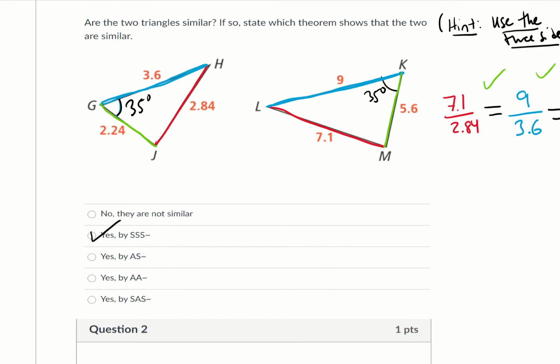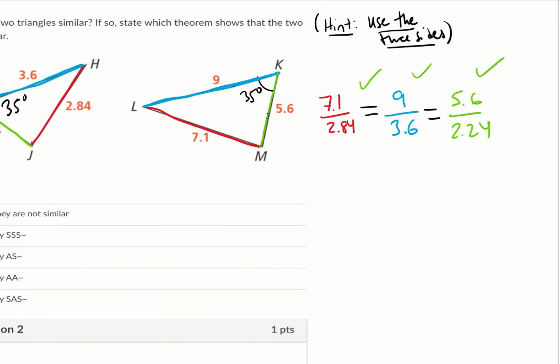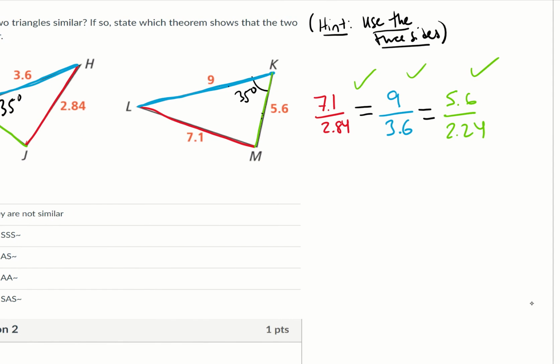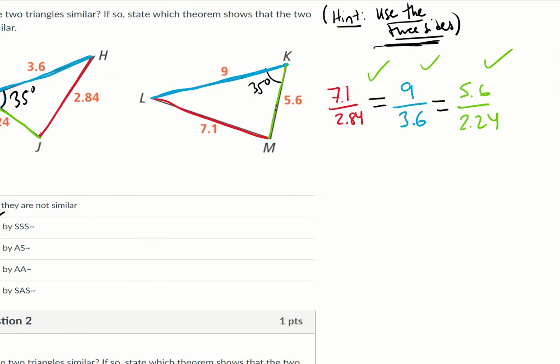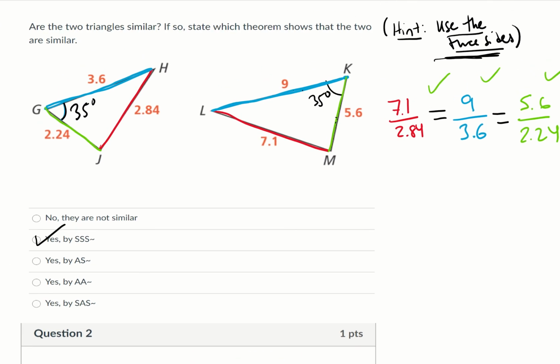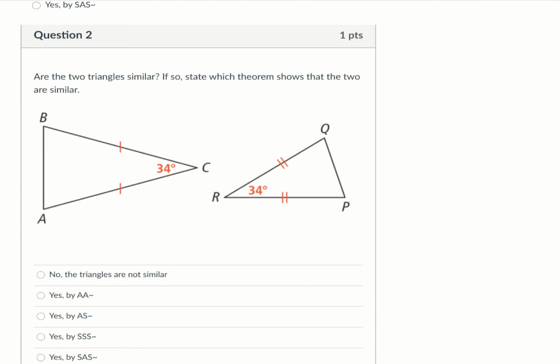Now, they could also be similar by SAS because we proved that two corresponding sides are good, and then we have the angle in between. But in the hint, it says use the three sides, so we are only going to be using SSS here because it wants us to use the three sides for the hint, okay? But keep in mind that this is also technically true by SAS. It's also similar.